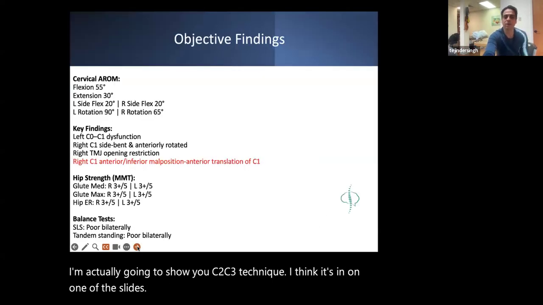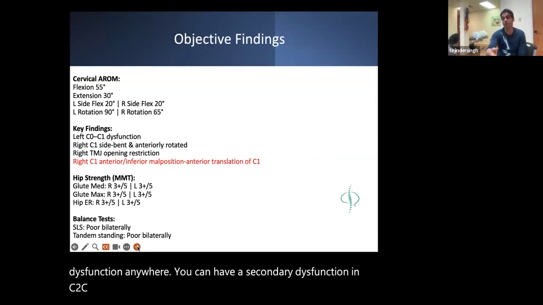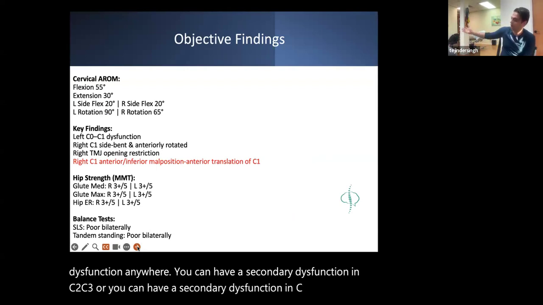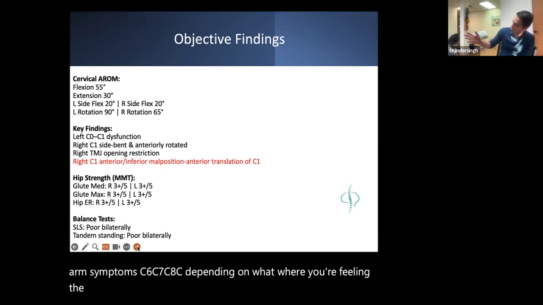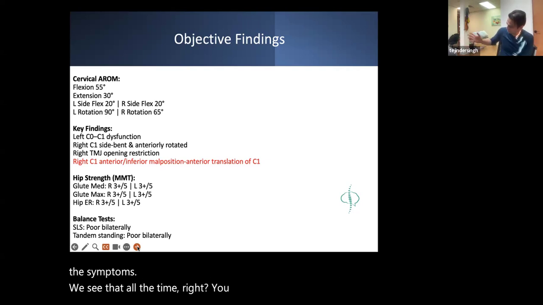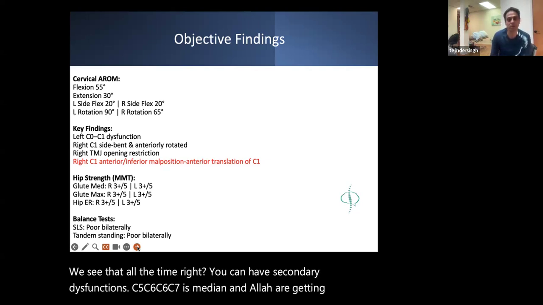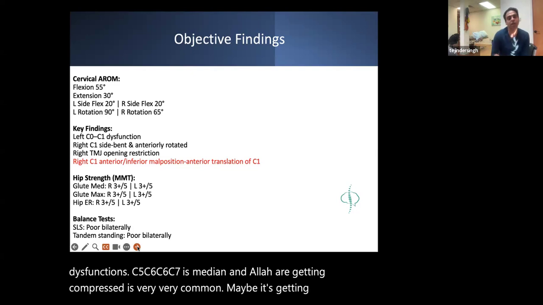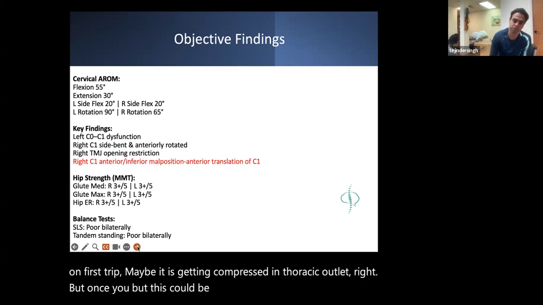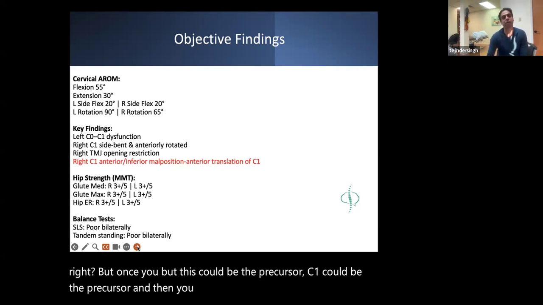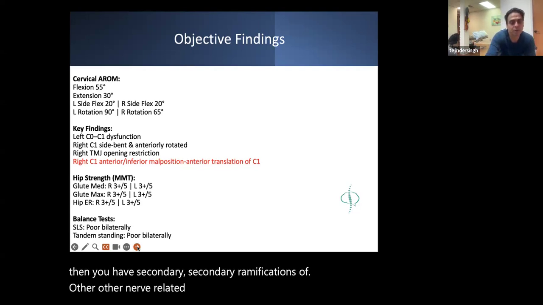It's not related to the lecture, but you can have a secondary dysfunction anywhere. You can have a secondary dysfunction in C2, C3, or in C5, C6, giving you arm symptoms, C6, C7, C8, depending on where you're feeling the symptoms. We see that all the time, right? C5, C6, C6, C7 is median and ulnar getting compressed is very, very common. Maybe it's getting compressed on the first rib, maybe in the thoracic outlet, right? But C1 could be the precursor, and then you have secondary ramifications of other nerve related problems or peripheral nerve entrapment.